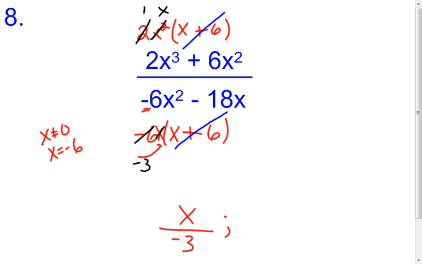And I just totally messed this up, didn't I? These should be 3's right here. Sorry. 2 times x plus 3 makes a 2x cubed plus 6x squared. And then, oh my gosh, I'm sorry you guys, x can't be negative 3 right here. Okay? So x can't be 0, and x can't be negative 3. Sorry.